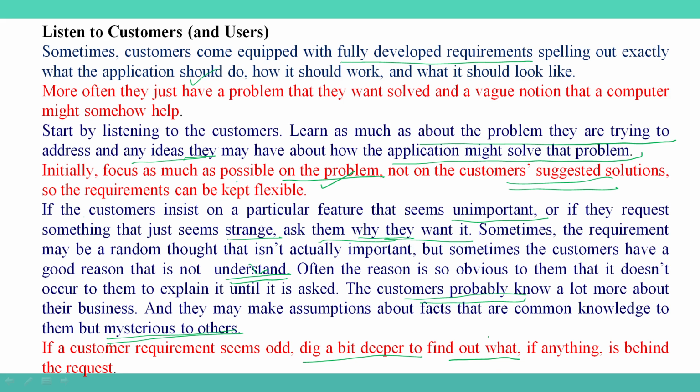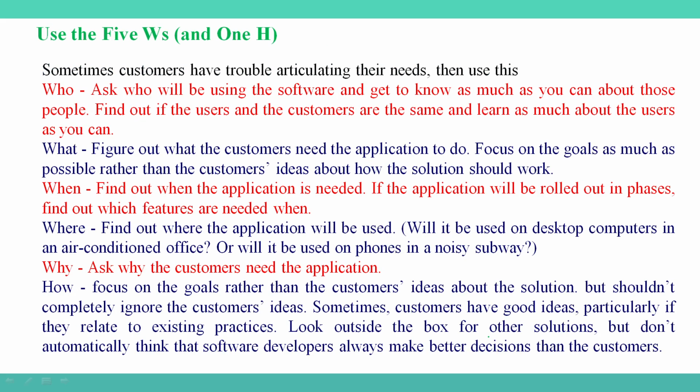So when understanding the customers, there are two types. One is a customer who has well developed requirements. The second has a vague notion of what their requirement is. In either case, understand the problem, then go for solutions. For the second type who are vague, if they are saying something odd, look deeper and find out whether it is required in your software.